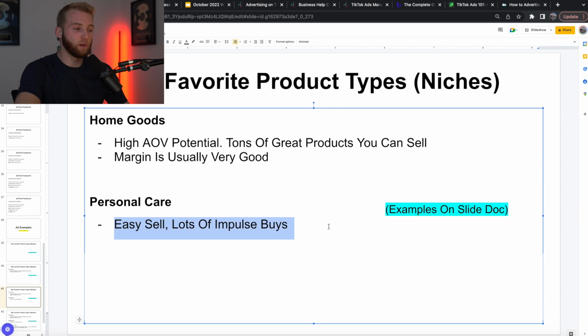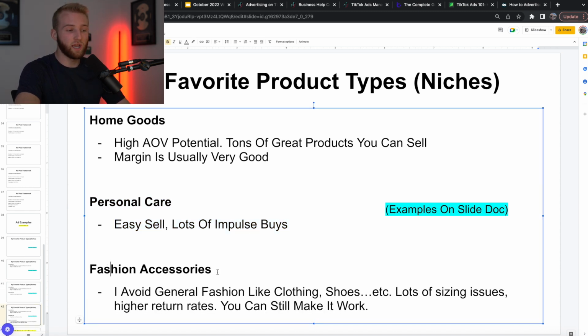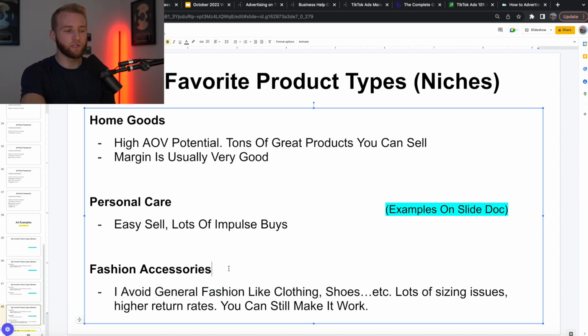Easy sell, lots of impulse buys, a ton of different products to choose from. I sell a lot of stuff in here. Fashion accessories, always easy. I avoid general fashion, like clothing and shoes, anything that could be a variable change for a customer. Like sizing might be a problem, the fit, they might not like the look, the color, any distortion. So fashion accessories is really like jewelry. That's really the main thing for me.